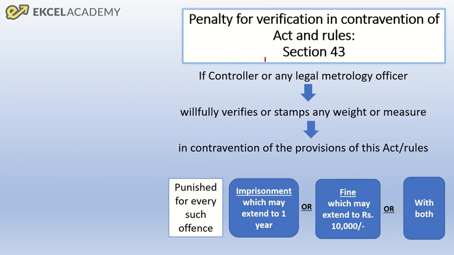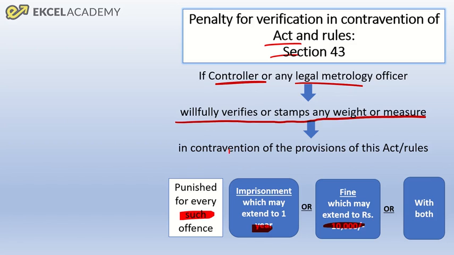Penalty for verification in contravention of the Act and rules. For any verification in contravention of the Act or rules, the punishment for every offense is up to 1 year or a fine up to 10,000, or both. So please understand, this applies if the controller or any legal metrology officer willfully verifies or stamps any legal metrology measure in contravention of the provisions of the Act.